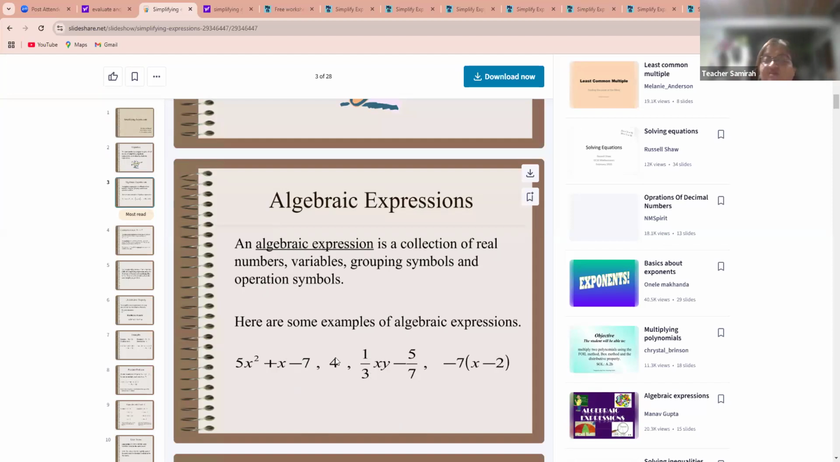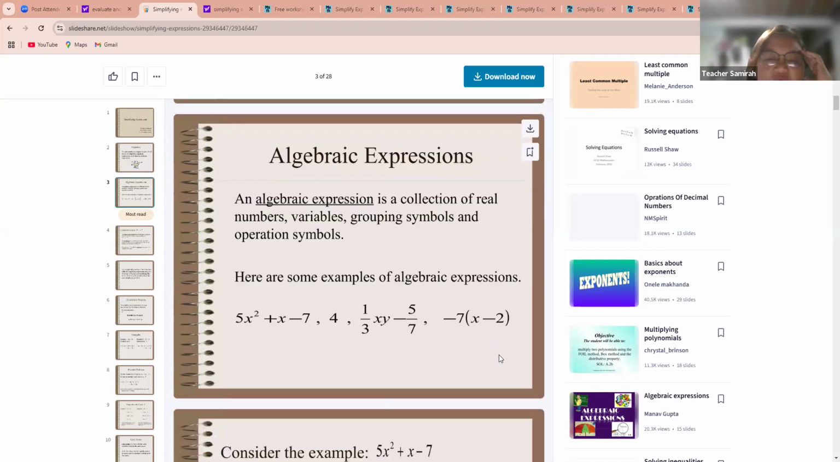4 can also be called an algebraic expression. 1/3 xy is another algebraic expression, minus 5 over 7. So it can either be a fraction or a whole number. Okay? And then look at this. This parenthesis is what I am telling you. This is the grouping symbols.